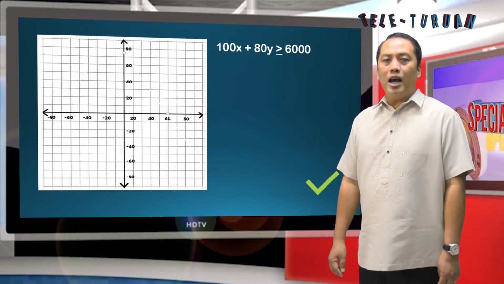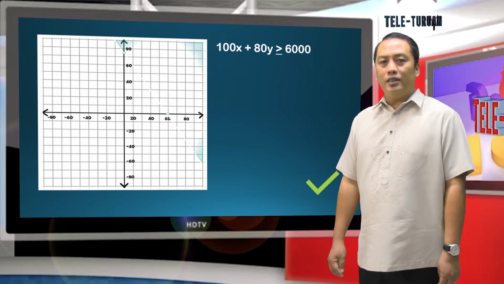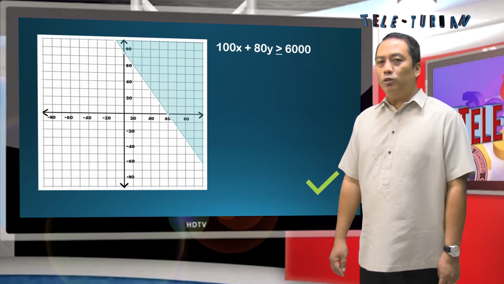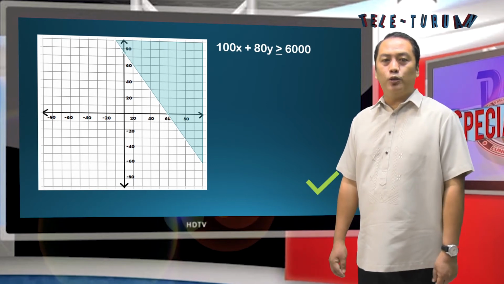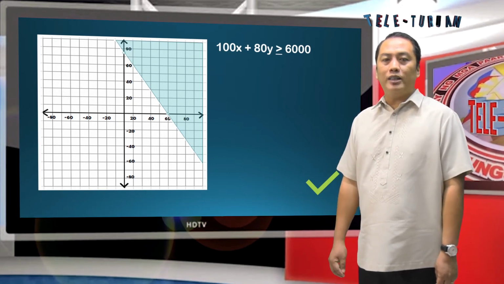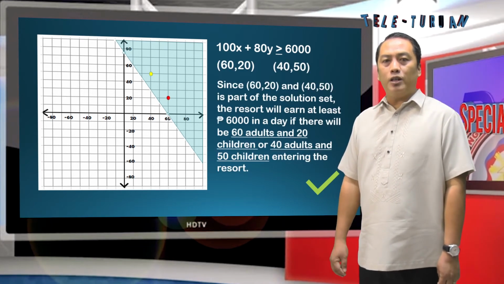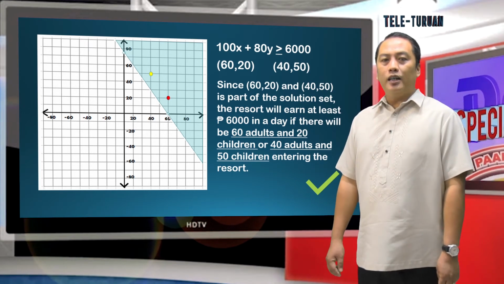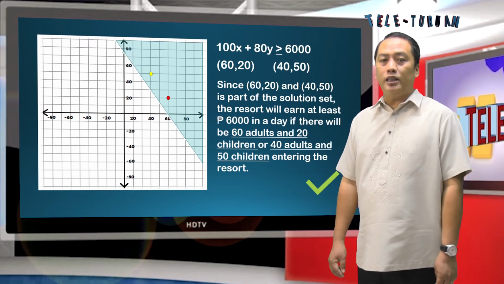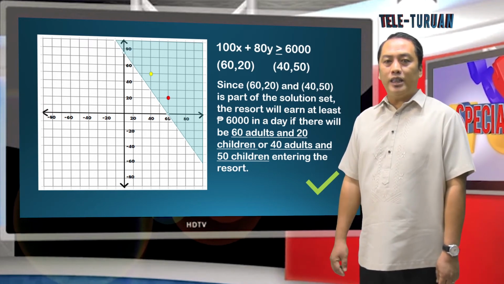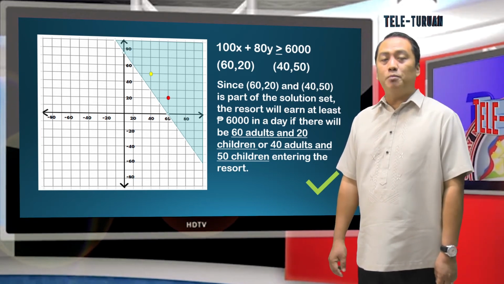This is now the graph of 100x plus 80y is greater than or equal to 6,000. All points in the shaded region are part of the solution set. But since we are talking about number of persons in this problem, we cannot have a negative number as a solution. We will get solutions from the first quadrant like (60, 20) and (40, 50). Since (60, 20) and (40, 50) are part of the solution set, the resort will earn at least 6,000 in a day if there will be 60 adults and 20 children or 40 adults and 50 children entering the resort. There are other possible answers in the problem, so your answers may vary.